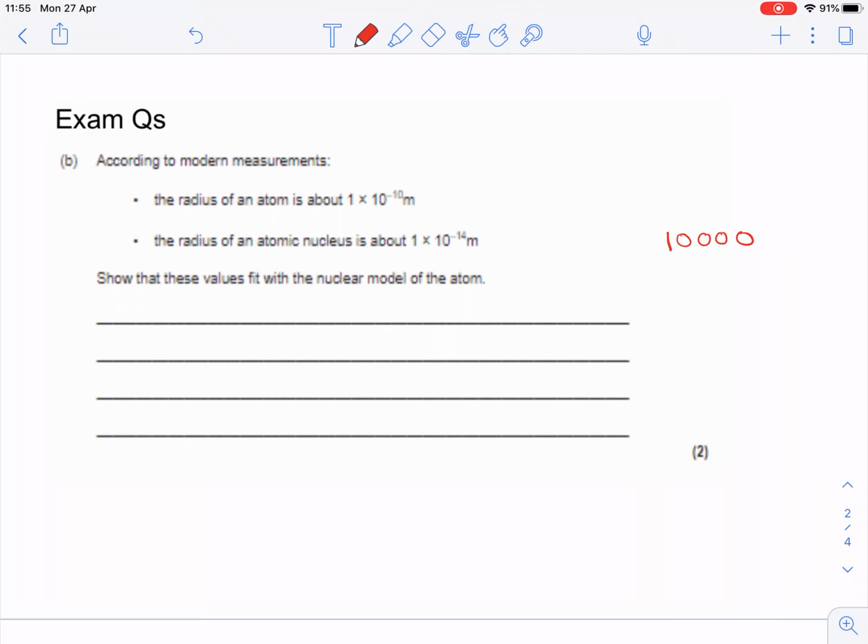There was 2 marks that were up for grabs, and it is the radius of the atom is 10,000 times bigger. It's going to write over there. And then the second point that you had to make is that the nuclear model states that the atom has a tiny nucleus.